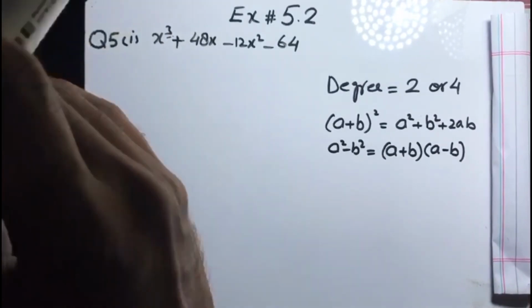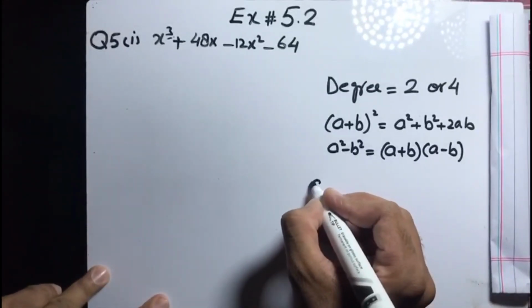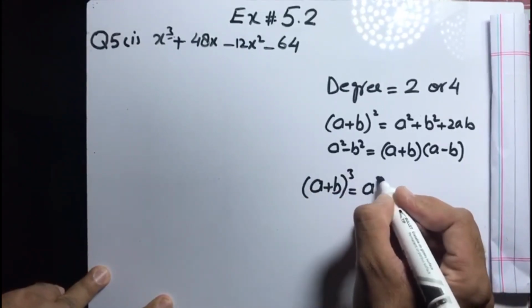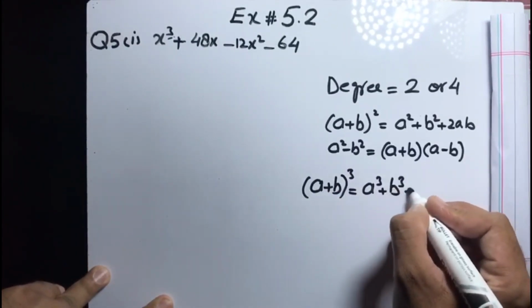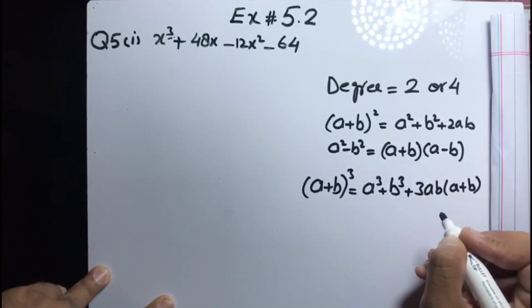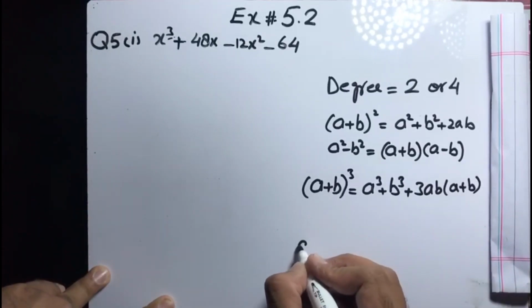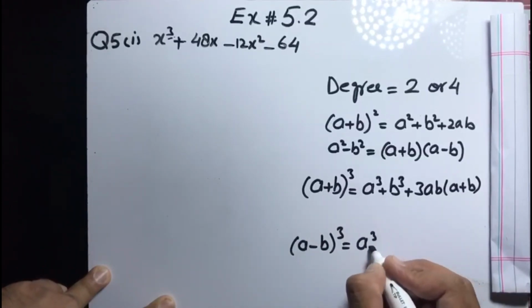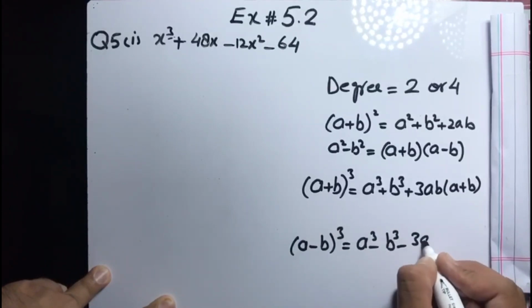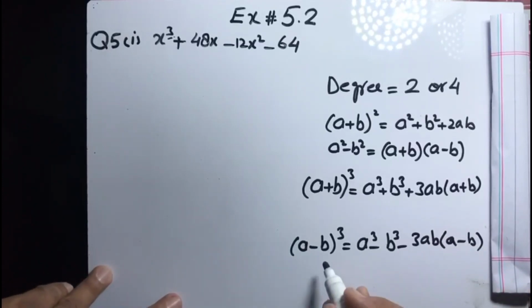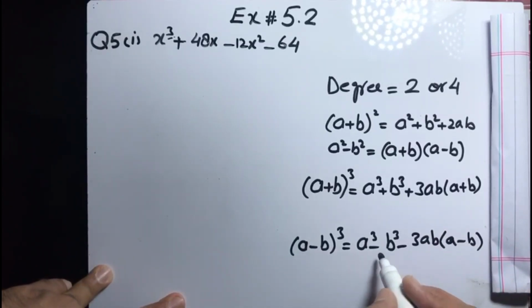So we solve it by another formula, that is (a plus b) whole cube, that is equal to a cube plus b cube plus 3ab into (a plus b). If we place a minus sign with b, then the formula becomes (a minus b) whole cube, that is equal to a cube minus b cube minus 3ab into (a minus b). If we place a minus sign with b, we place minus sign everywhere.